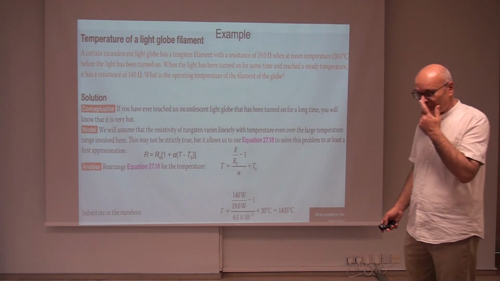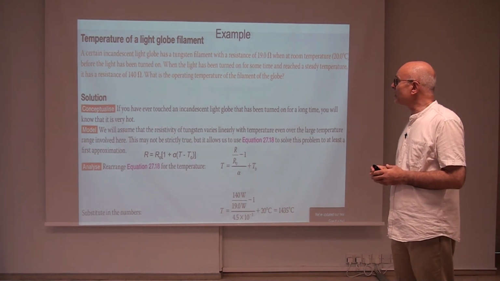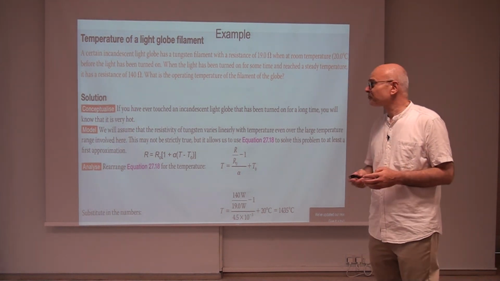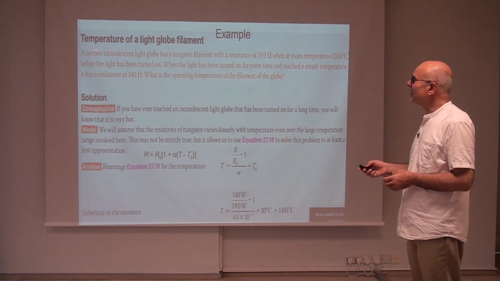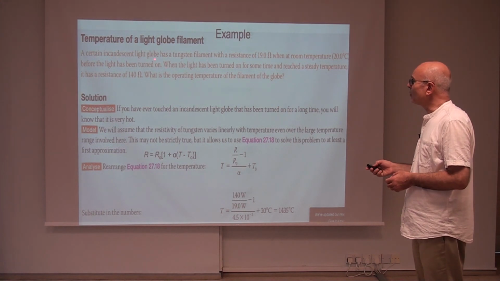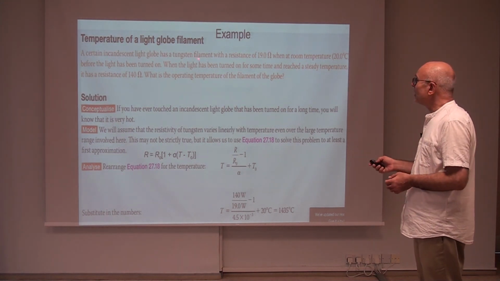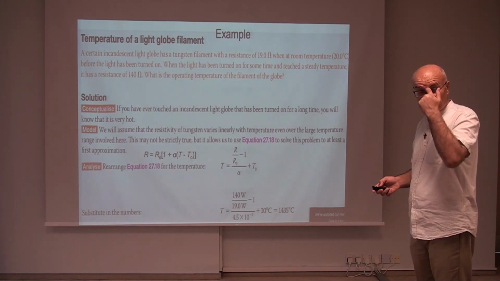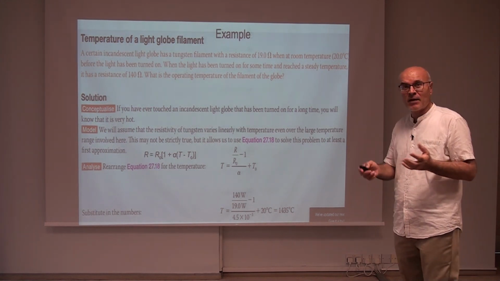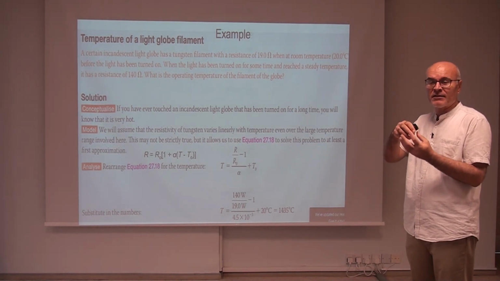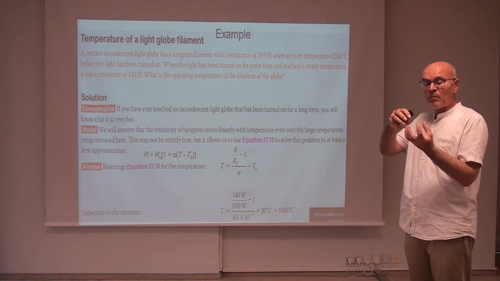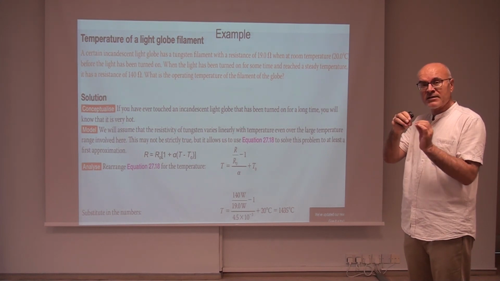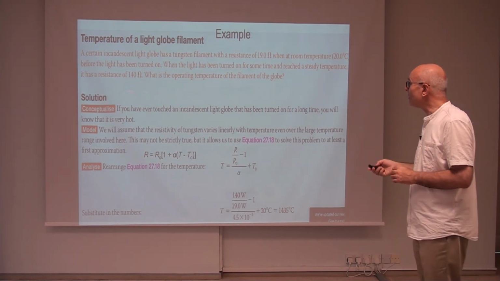Now, I will close by considering quickly an example from the textbook. In this example, there is a certain light globe, that's a light bulb, which has a tungsten filament. These are the old versions of light bulbs. Now we have energy-saving light bulbs, but in the old light bulbs we had a bulb that was evacuated of air, and there is a tungsten filament there.